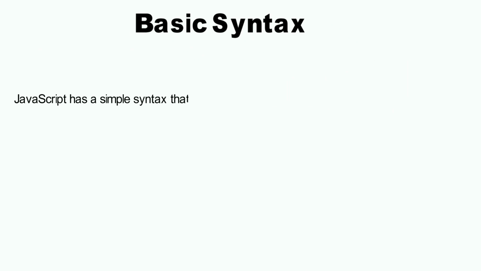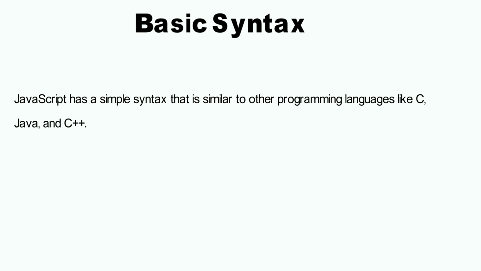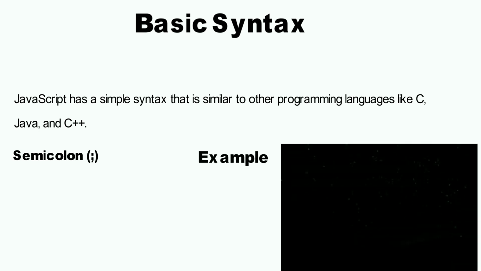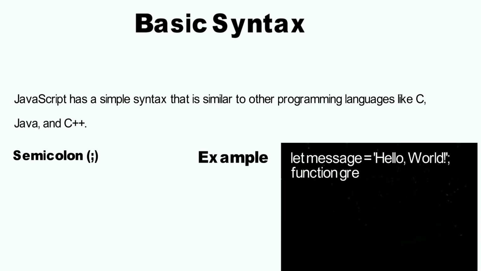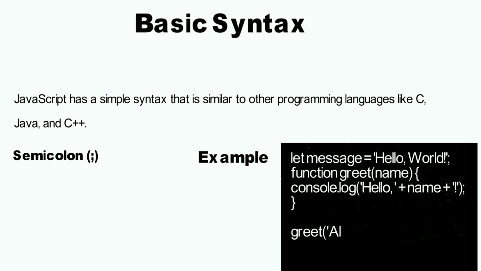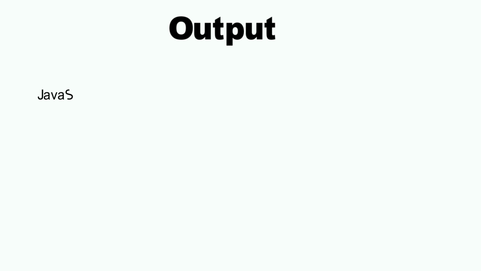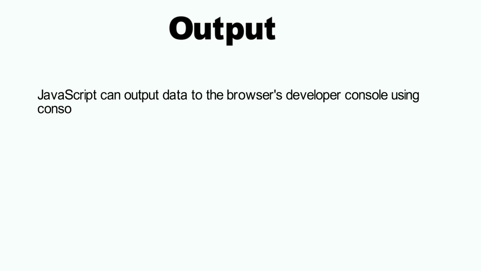JavaScript has a simple syntax that is similar to other programming languages like C, Java, and C++. Statements in JavaScript are terminated by a semicolon. JavaScript can output data to the browser's developer console using the console.log function.